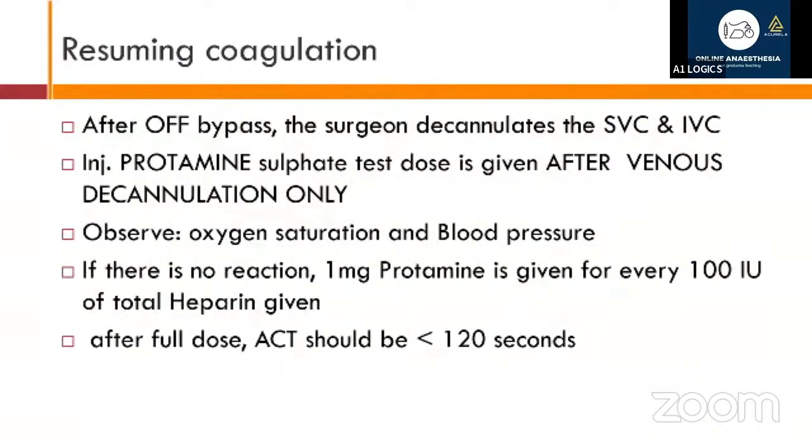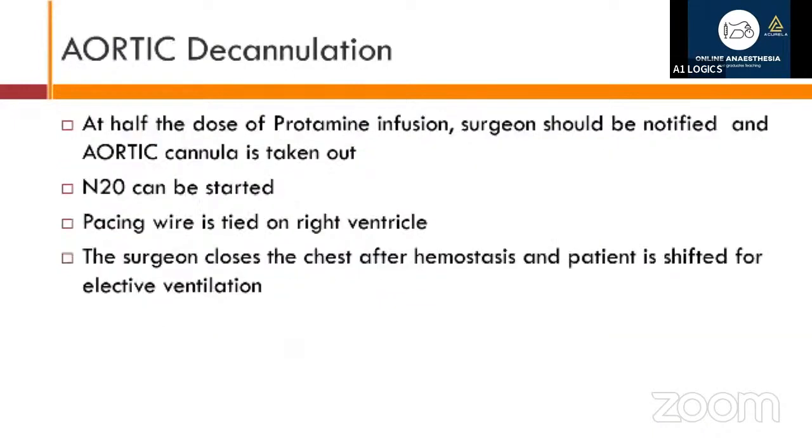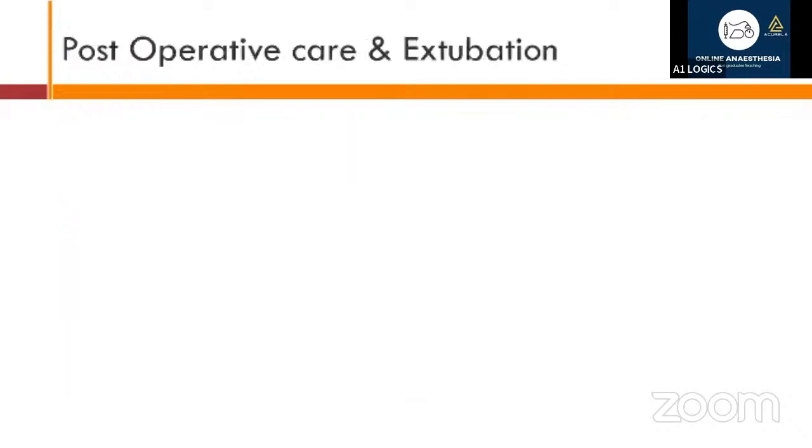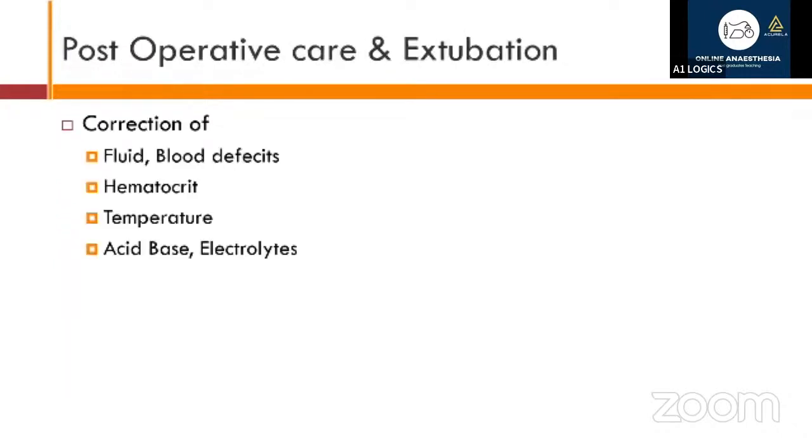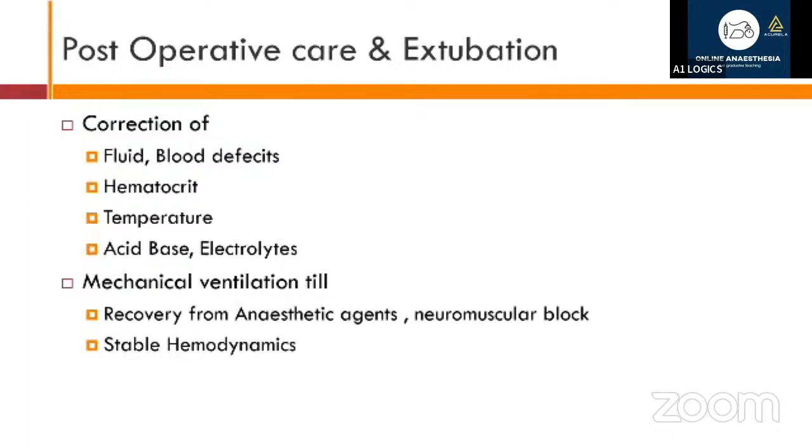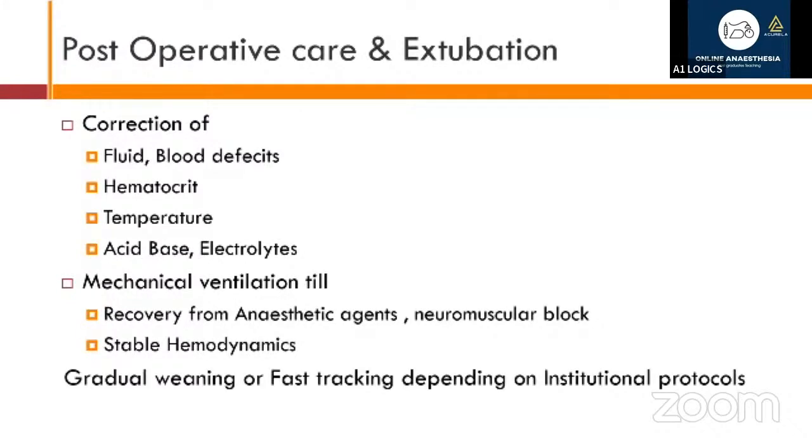Once you give full anticoagulation reversal, the ACT should come back to 120 seconds. And once half the dose of protamine is over, you should notify the surgeon and he will take the aortic cannula out. You can continue the remaining amount of protamine. So in the postoperative period, we'll correct the fluid and blood deficits. Temperature should be normalized. Acid base should become normal. And with recovery from anesthetic agents and the neuromuscular block, you can extubate the patient. For fast tracking, that is early extubation, you have to plan the anesthetic in a different way.